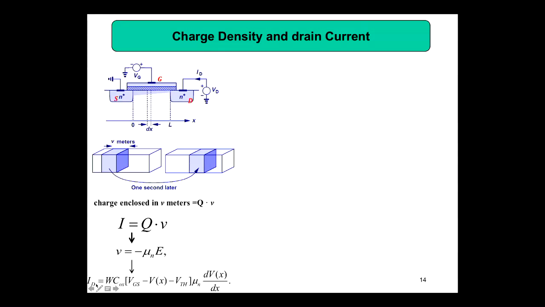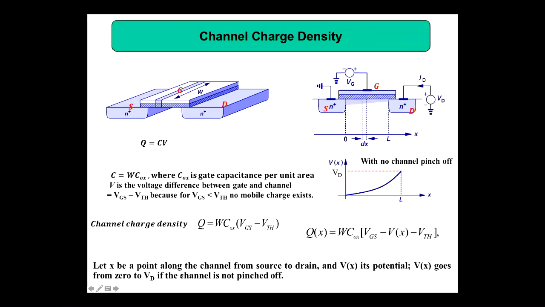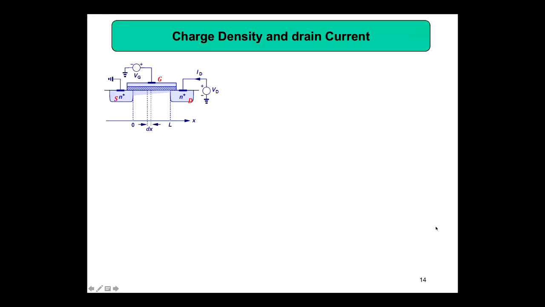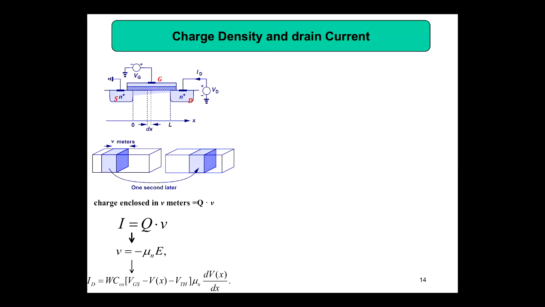Then ID, that is the drain current, is equal to W into COX, the previous expression. See, this expression. Now what we are going to do is, we already got the expression for QX, and now we got the expression for the current. So we are substituting: ID, the drain current, equals W into COX, VGS minus VX minus VTH, mu n into dVx by dx. Because this electric field is equal to potential by separation between the points, so dV by dx is the electric field.